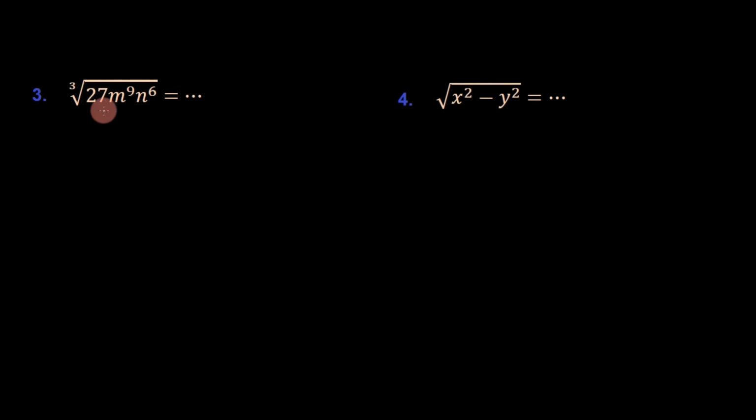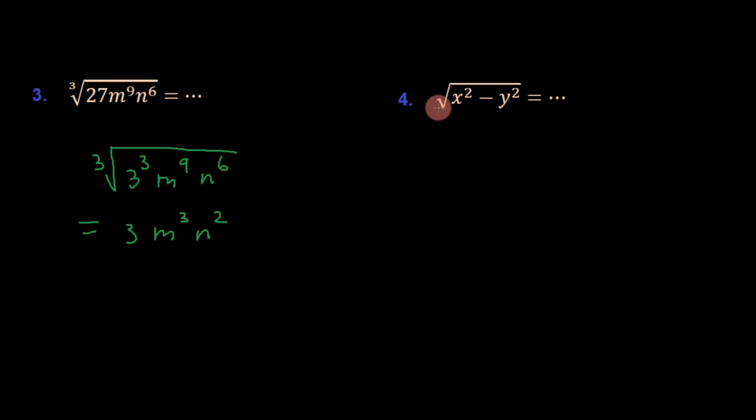Here we have the cube root of 27m to the 9, n to the 6. Once again, we can find prime factors of 27, and we see that it comes to 3 cubed. Then we have m to the 9, n to the 6th. And now applying law 8, we can divide the powers by 3. So 3 to the 3 over 3 is 3 to the 1. m to the 9 over 3. n to the 6 over 3.